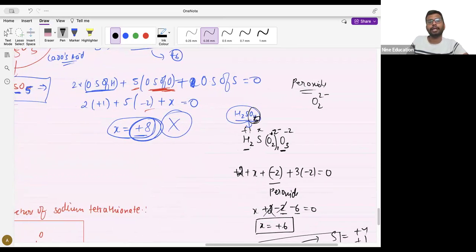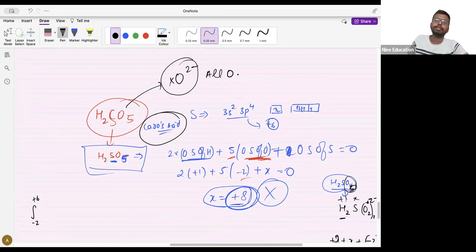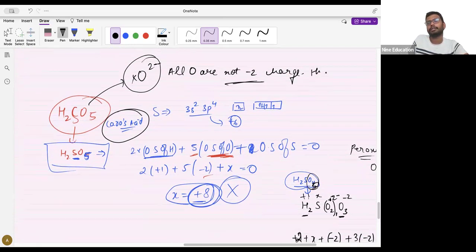So you should know that in Caro's acid, all the oxygens are not -2 charge, and there is 1 peroxide bond. Just remember.